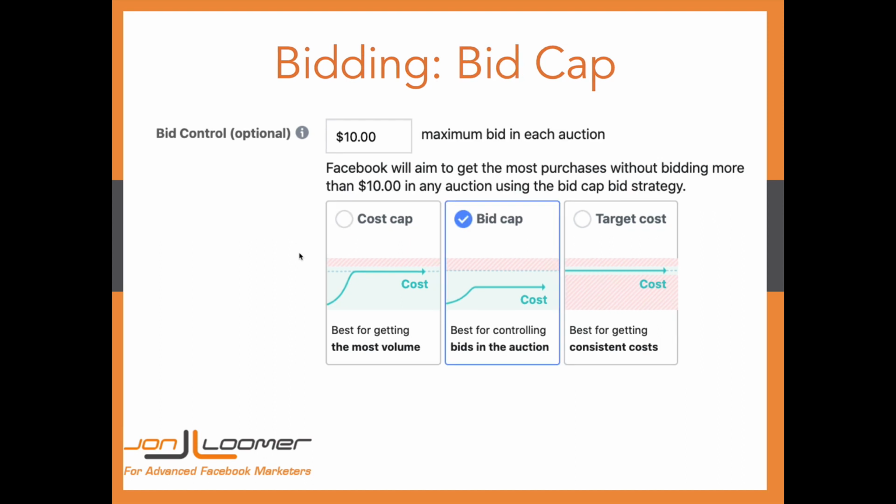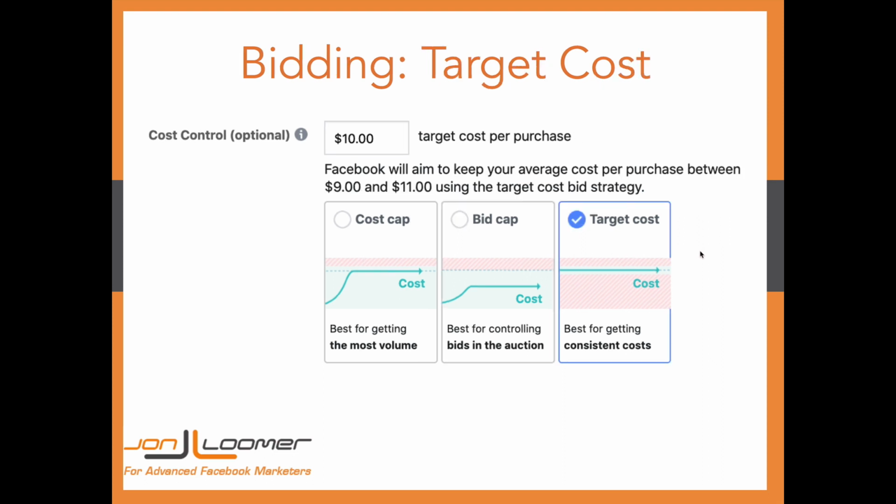If you set a bid cap, in this case of $10, Facebook says that's best for controlling bids. So Facebook will aim to get the most purchases without bidding more than $10. So now you're not even going to bid more than that. So forget about an average. You're not going to bid more than $10. So your average cost is going to be much, much less in all likelihood. And then target cost, Facebook will aim to keep your average cost per, whatever this is, in this case a purchase, between $9 and $11 using target cost. So again, consistency. They're going to be in a range, and Facebook suggests this is typically best for scaling purposes if you plan to scale later.